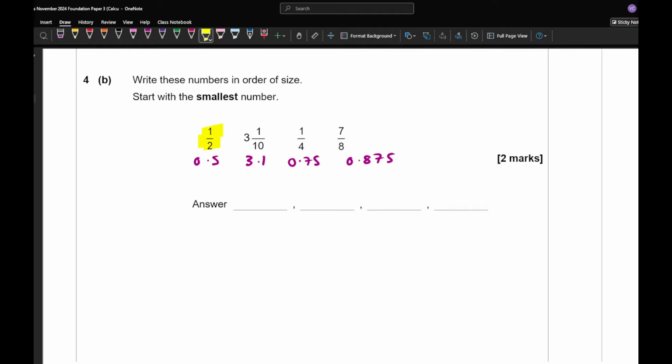The question I always get asked is, can I write down the decimals in it, or do I need to write what it is in its original format? Now I would always recommend writing in its original format, but use the decimals to help decide. So the order you should have is a quarter, which I don't know why I've put 0.75, that should be 0.25, in which we get a quarter, we get a half, we get 7/8, and we get 3 1/10.